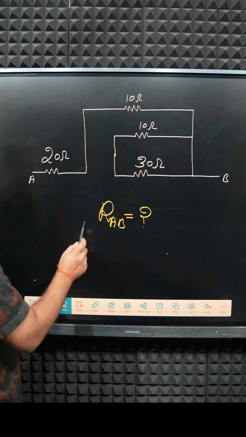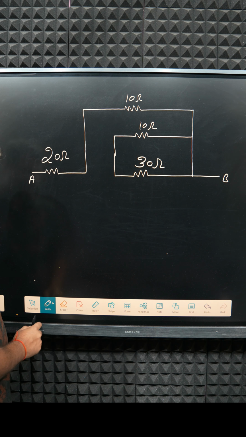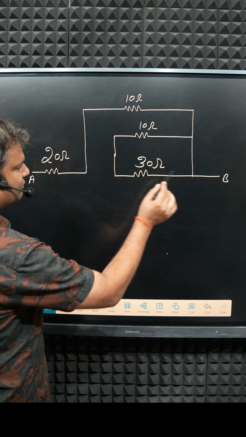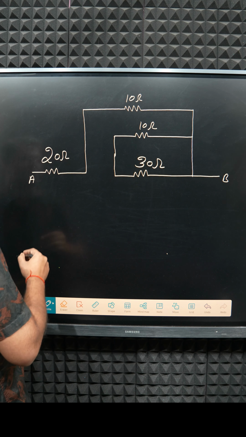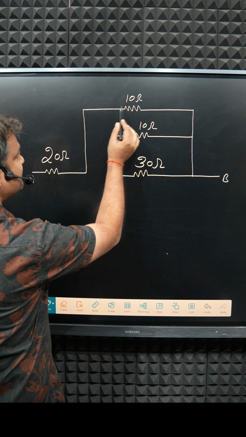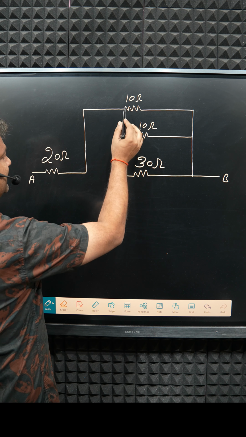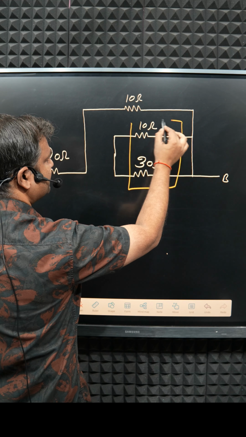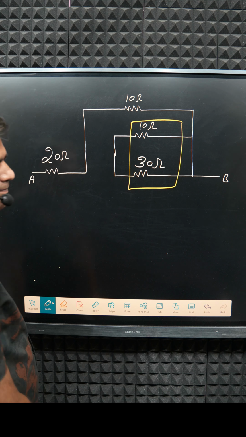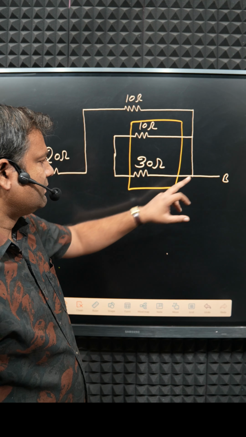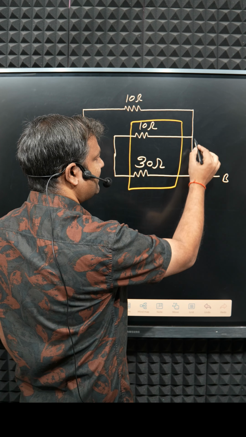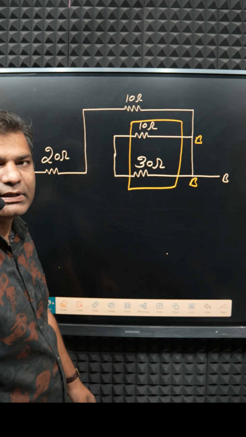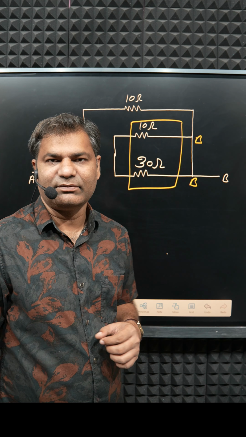Look here very carefully. First of all, these two are in series. So 20 and 10 are in series. But what about these two? If you see these two, this one is the B terminal and that one is also the B terminal. What is the meaning of that?